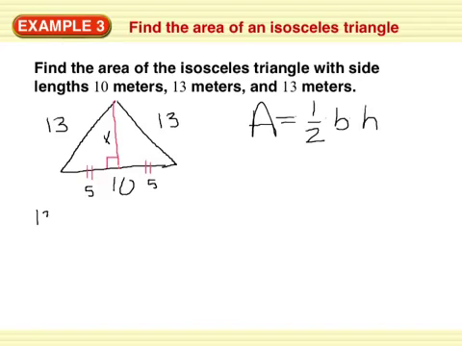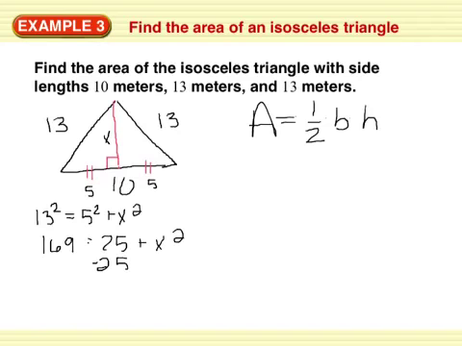We have 13 squared equals 5 squared plus x squared. I think 13 squared is 169. Yep. 169 equals 25 plus x squared. Subtract 25 from both sides. 144 equals x squared. X equals 12.